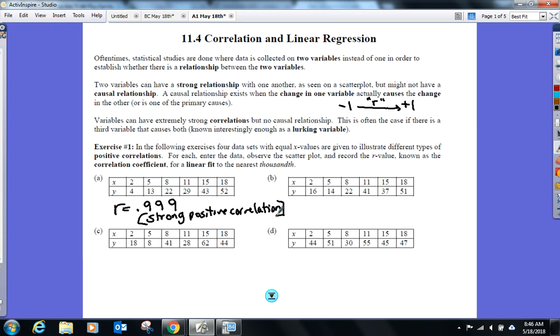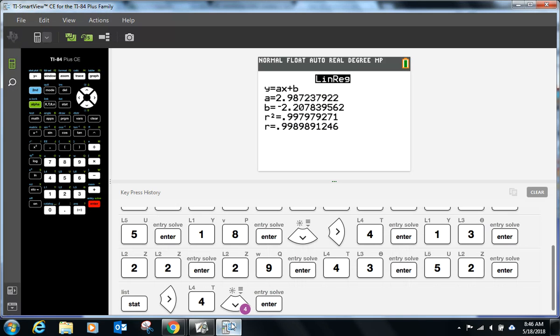Strong positive correlation. Hopefully you haven't taken those numbers out of your calculator yet, because I'm going to show you how your calculator can do a scatter plot. I want to show you a scatter plot for a strong positive correlation. So go back right now.